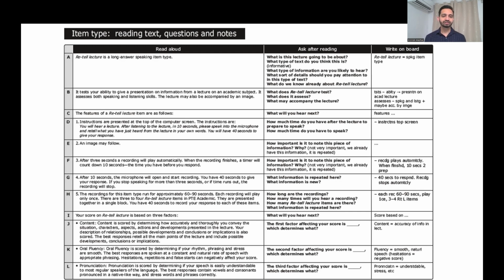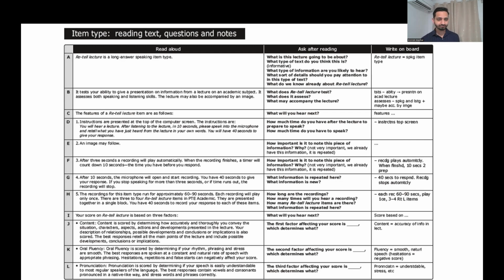Let's look at G. After 10 seconds, the microphone will open and start recording. You have 40 seconds to give your response. If you stop speaking for more than 3 seconds, or if time runs out, the recording will stop. What information is repeated here? What information is new? 40 seconds to respond. That's repeated information. Recording will stop automatically. That's probably the new information. So you can keep writing the information, but you should know what information is repeated, and you don't want to be repeating that information if you've already summarized that in your notes.